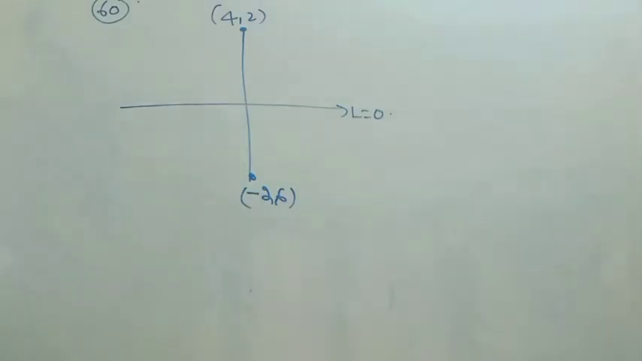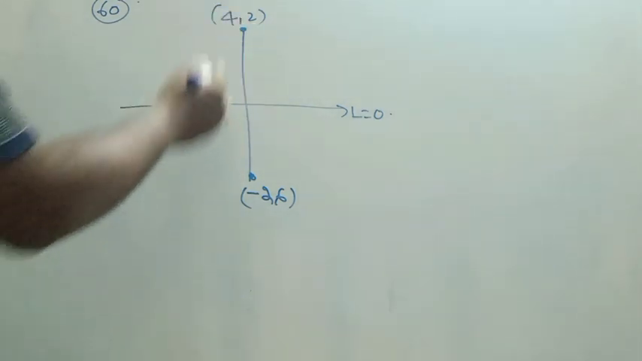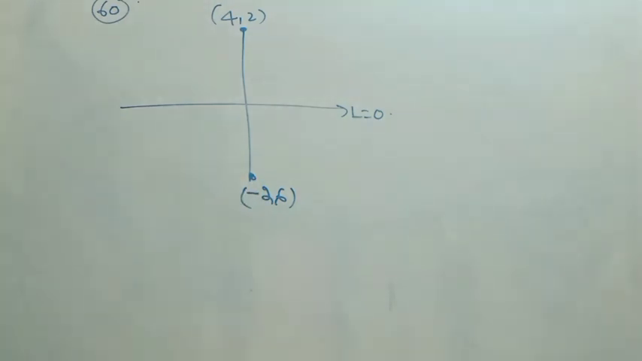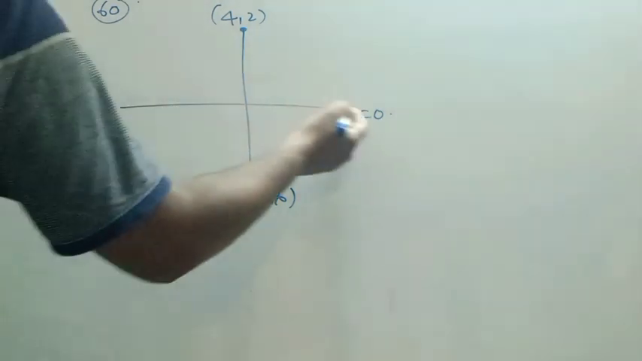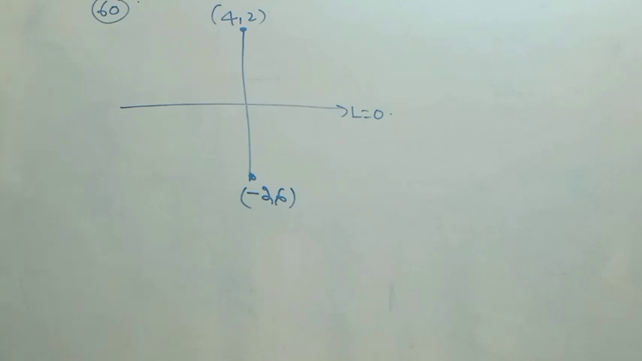See the 60th question: if minus 2 comma 6 is the image of the point 4 comma 2 with respect to the line L equal to 0, then what is this line?